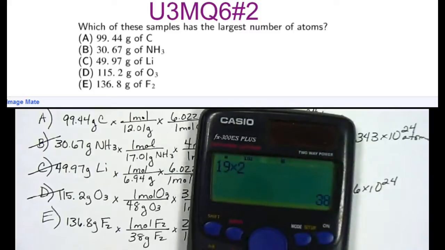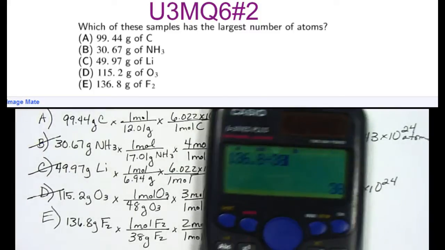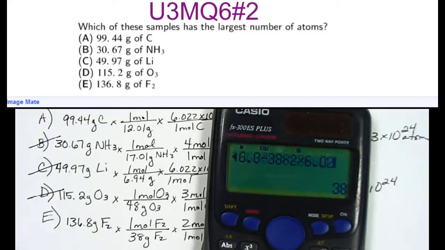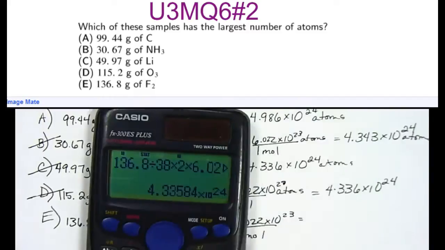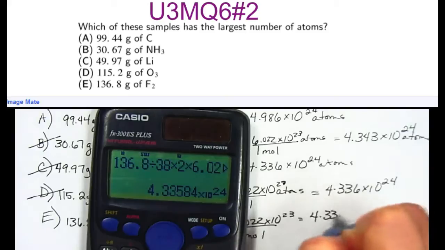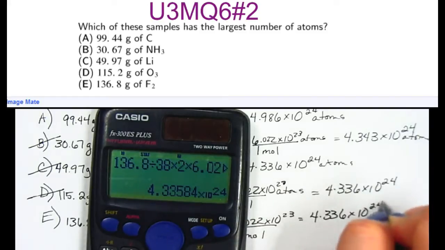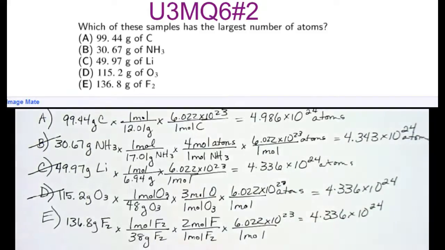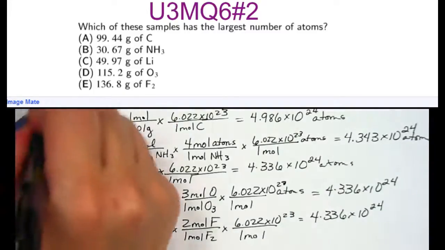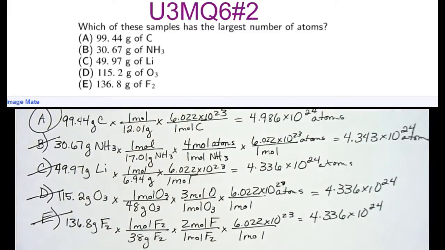And so 136.8 divided by 38 times 2 times 6.022 times 10 to the 23rd. And we get 4.336 times 10 to the 24. And that is also still less than letter A, so letter A is the sample that has the largest number of atoms.